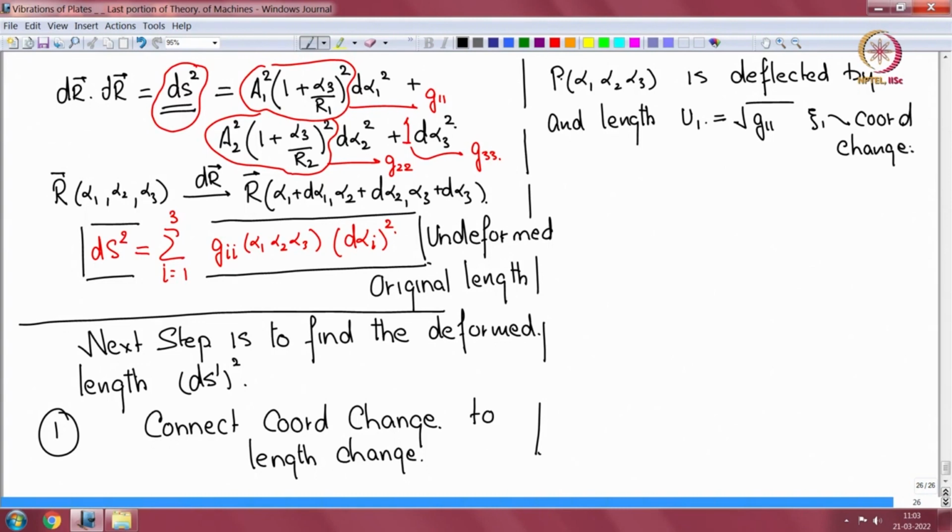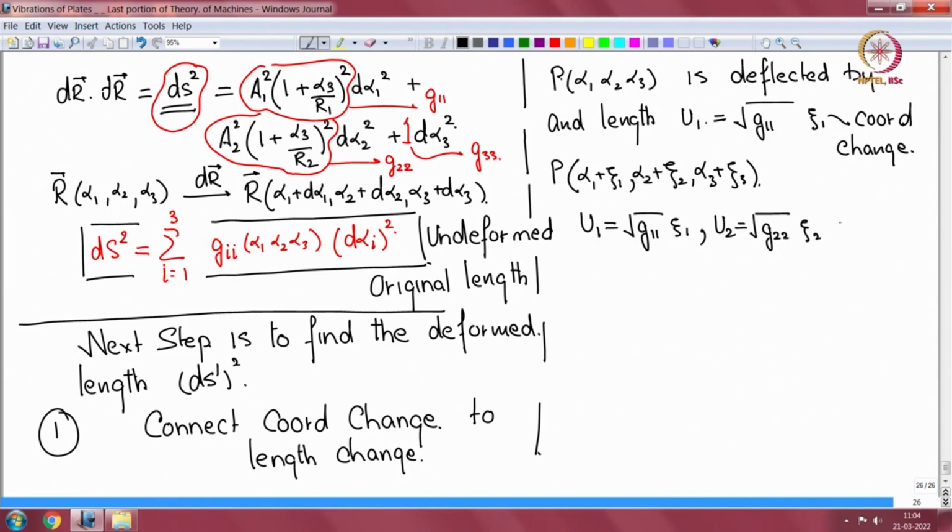Okay. Or if the point P acquires these coordinates, these are the new coordinates, then the change in lengths are this: square root g11 xi1, u2 is equal to square root g22 xi2, and u3 is equal to square root g33 xi3.